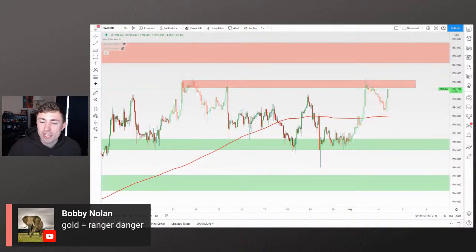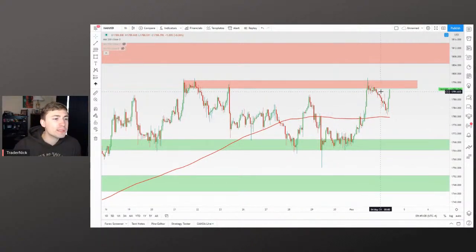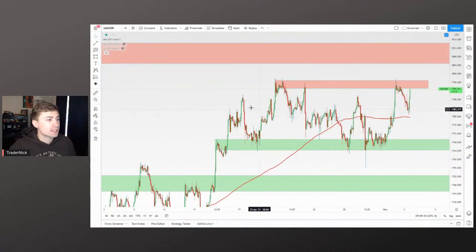Gold equals range or danger. Yeah, we've been in a very tight range. Look at this. As we've been talking about gold, it's still shooting up here. Congrats to anybody who bought that pullback on gold. Seems like it's really running.